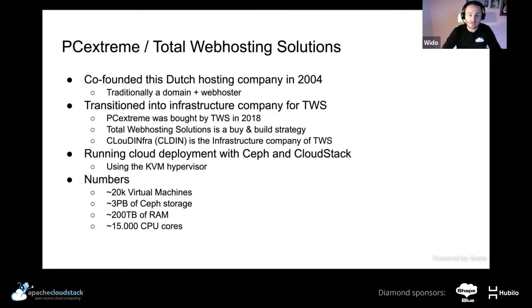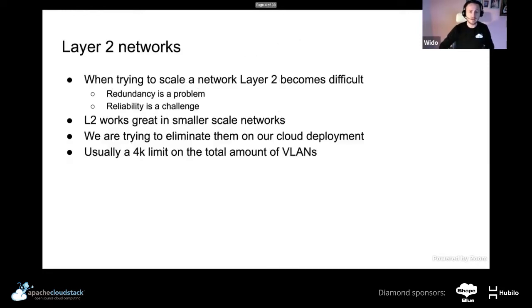There we run Ceph and CloudStack using the KVM hypervisor. A few numbers: running about 20,000 virtual machines at the moment, a lot of Ceph storage, a lot of memory, and a lot of CPU cores where we run regular web hosting. So you should see the Apache web server a lot, MySQL databases or MariaDB, depending on which one you like, and Postfix mail servers. We're just handling a lot of domain names and web hosting on this infrastructure. And today's talk is about building your network.